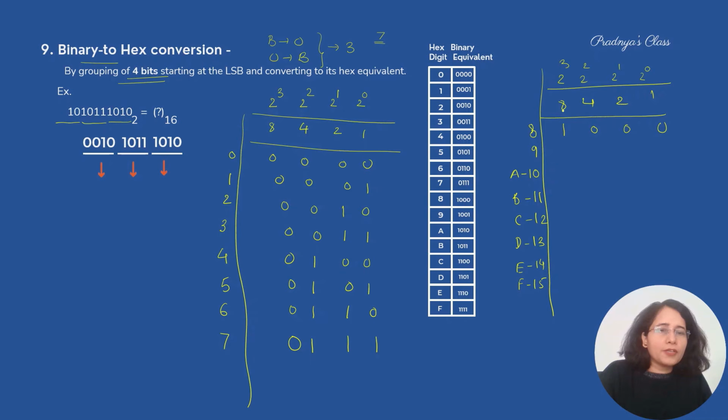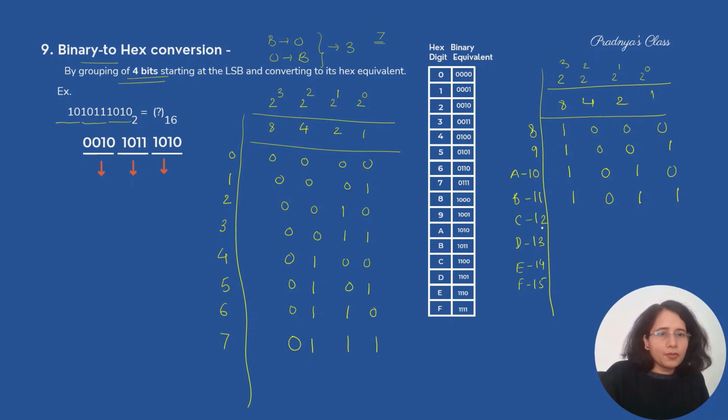For 9 I can do 8 plus 1. So 1 bit is here, 1 bit is here, remaining bits will be 0. Now try out for 10. How will I get 10? 8 plus 2. So 1 bit here, 1 bit here, remaining bits will be 0. How will I get 11? 8 plus 2 is 10, plus 1. So 1 bit is here, then 1 bit is here, 1 bit is here and the remaining bit will be 0.